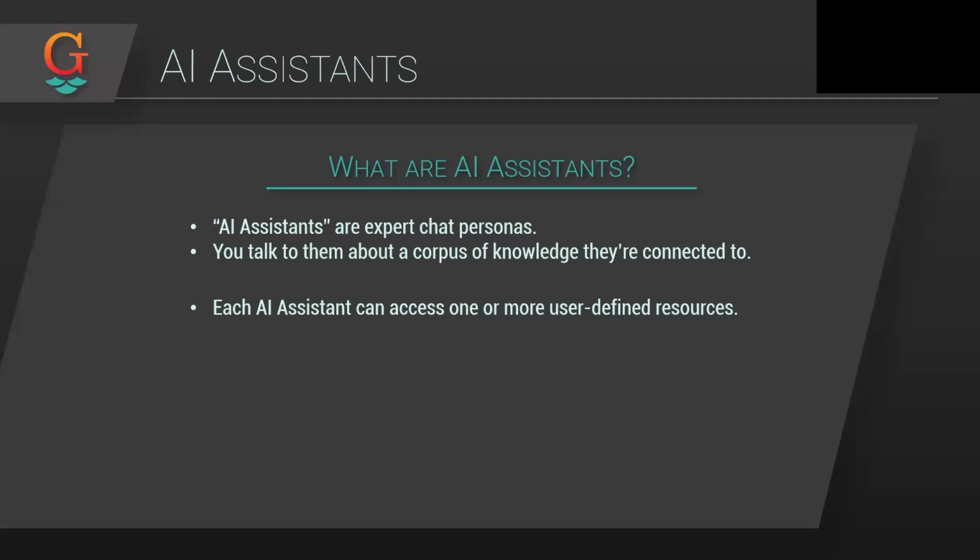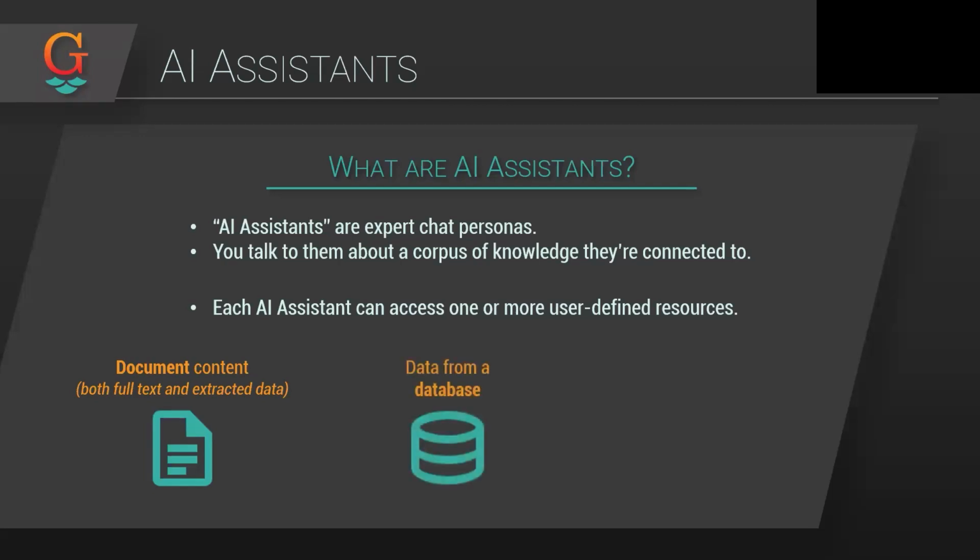Now, while I just called these document specialists, that is really just one of the types of information that you can feed to an AI assistant. Certainly Grooper is an intelligent document processing platform, so it would make sense that a chatbot would be able to talk about document content. That includes both the full text content of a document, whether OCR'd or obtained native text, and any extracted data, so data model values. But there's other stuff that you can hook up to an AI assistant as well. Data from a database, and also you can hook it up to an API and use those responses as a source of information for the assistant.